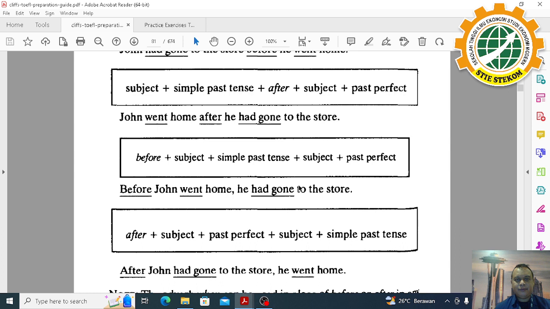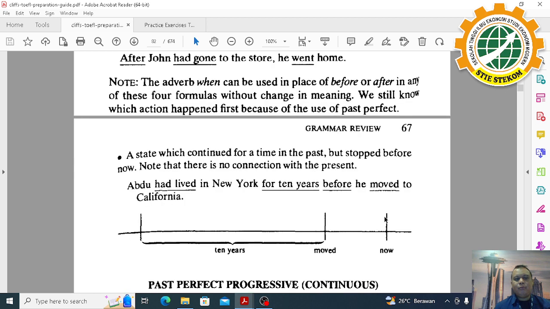Okay, jadi kalimat ini, sorry, past perfect ya, nggak ada hubungan dengan present ya. Past perfect tidak ada hubungannya sama sekali dengan present ya. Jadi nggak ada buktinya. Okay, ini udah kejadian in the past. Abdul had lived in New York for 10 years before he moved to California.